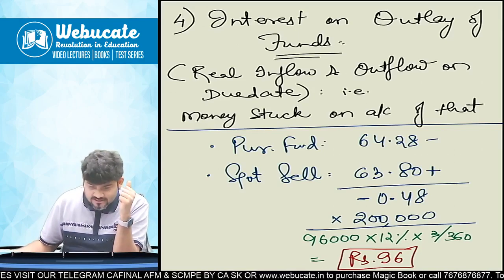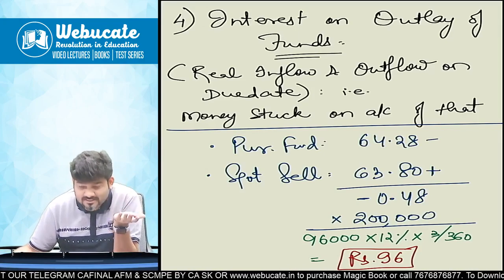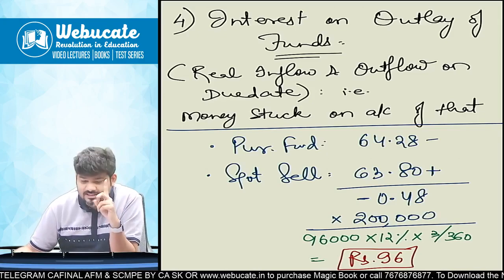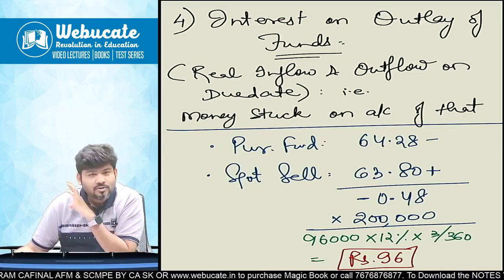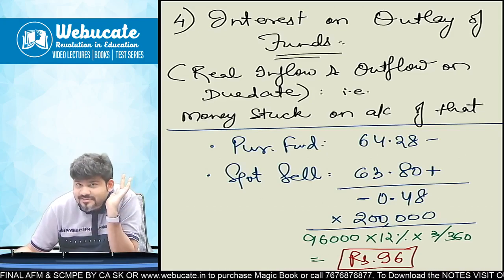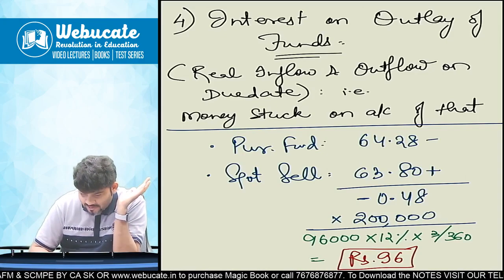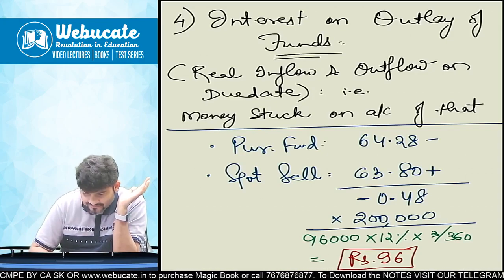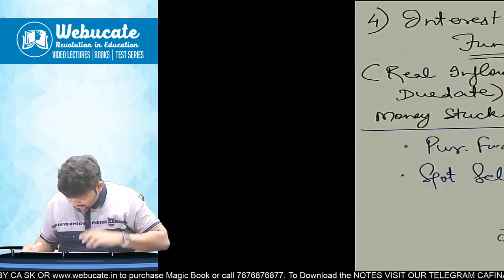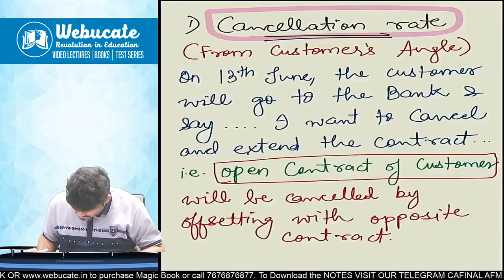Vani has a question. Suppose if we are getting plus, then what? In case of cancellations, nothing to be given to the customer. Nothing. So, yeah. Sure. Done. Now, this was your outlay part.